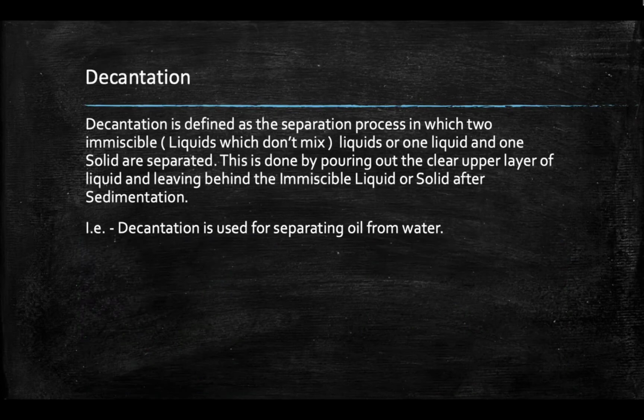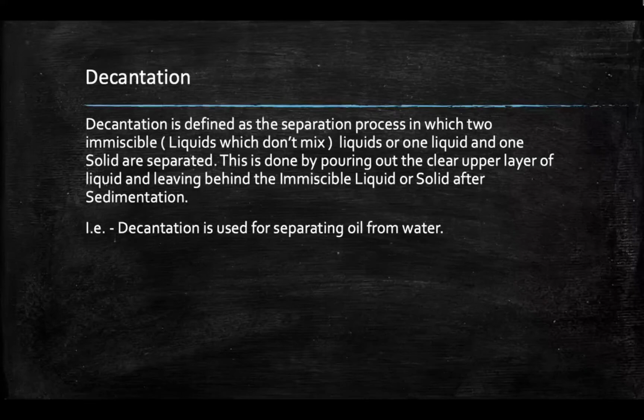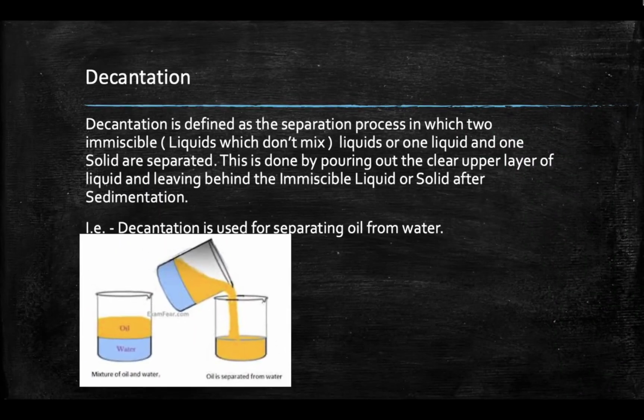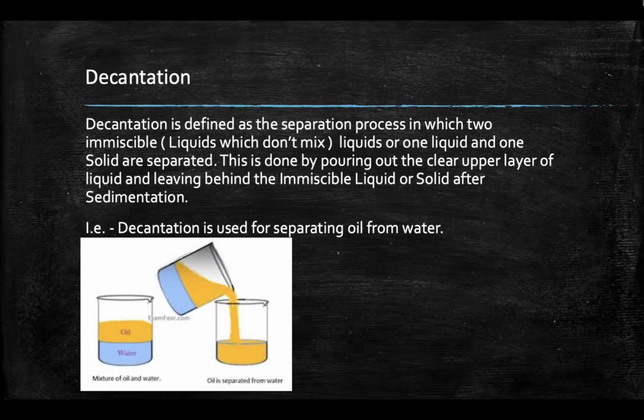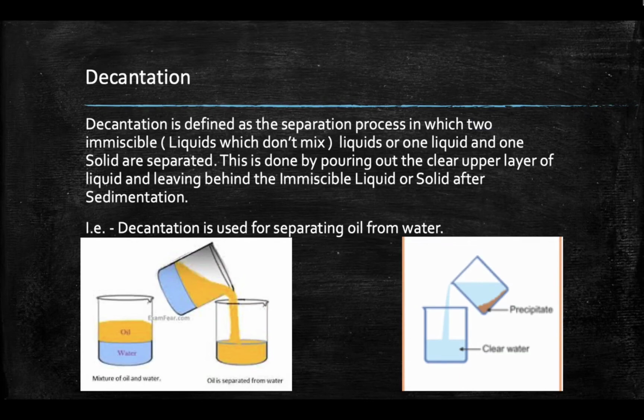After sedimentation, we will move forward towards decantation in this slide. Decantation is defined as the separation process in which two immiscible liquids, immiscible meaning liquids which do not normally mix, like water and oil, are separated from one another. The decantation method is done by pouring out the clear upper layer of liquid and leaving behind the immiscible liquid or solid after sedimentation. The decantation method is used for separating oil from water.